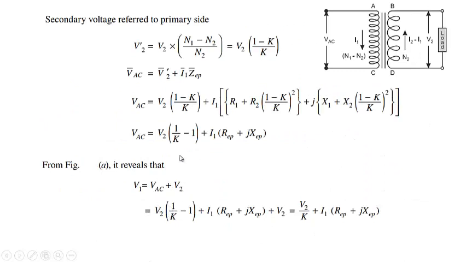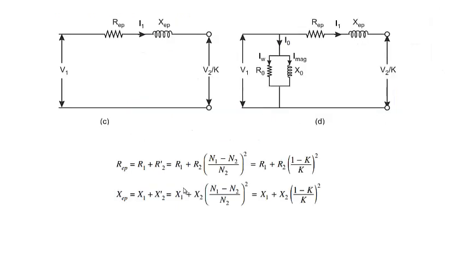VAC plus V2, VAC is this value and V2 is as it is. So when you simplify it, this will be equal to V2 into 1 by K minus V2. This V2 and V2 cancel out. So V1 will be equal to V2 by K plus I1 into REP plus jXCP. So this is a very important equation. It will be used to find out the voltage regulation or some other parameters of the autotransformer.